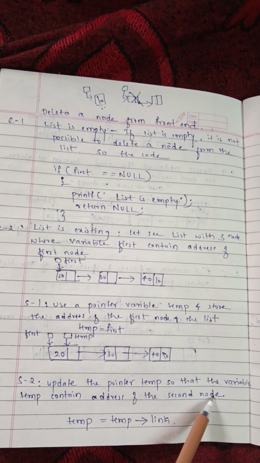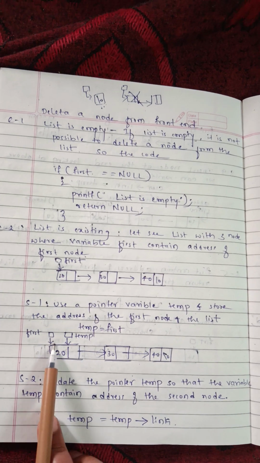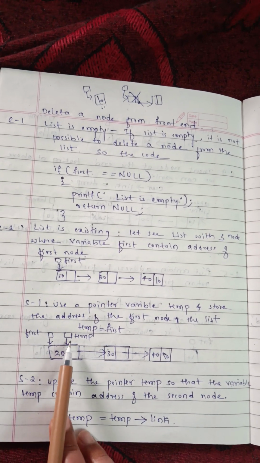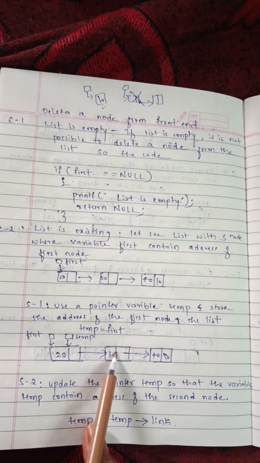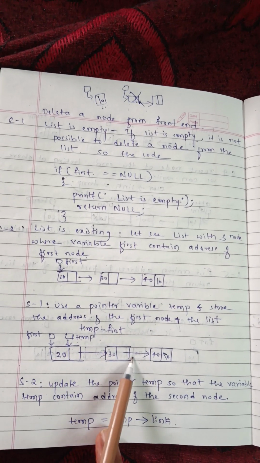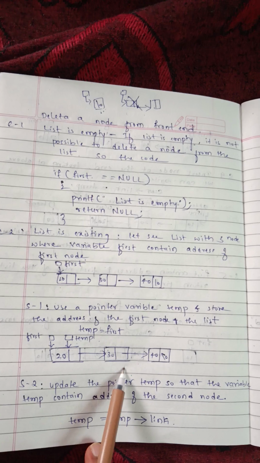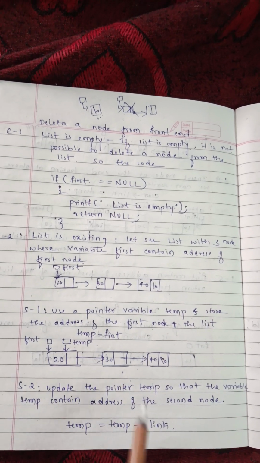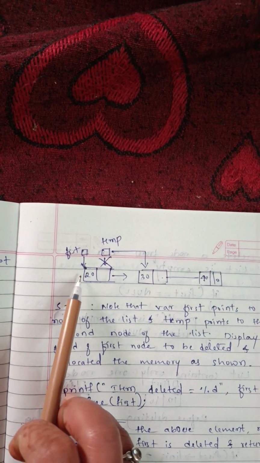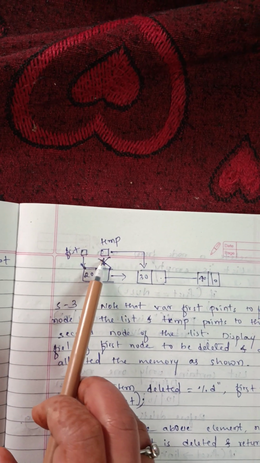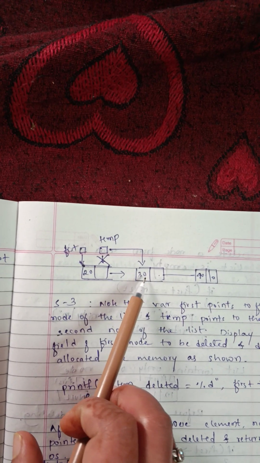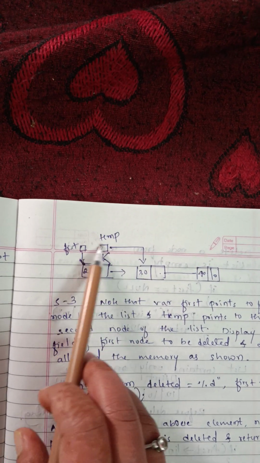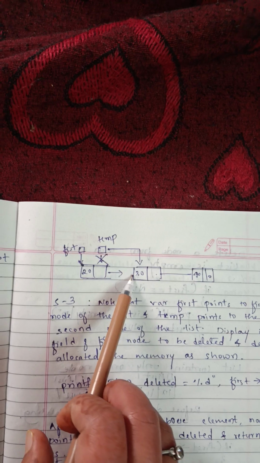Next, step 2 is update the pointer temp so that the variable temp contains the address of the second node. This first is holding the address of the first, and we have created this temp, which means temp must also hold the address of the second. That is, temp equal to temp of link means it is holding the address of the second node. See here, first is holding the address of the first node, and temp moves to this one, right?